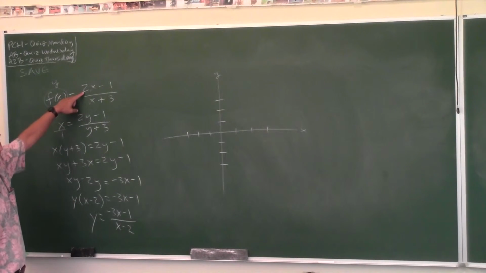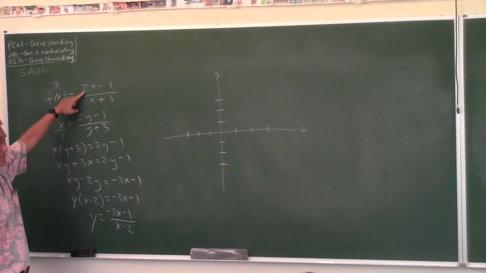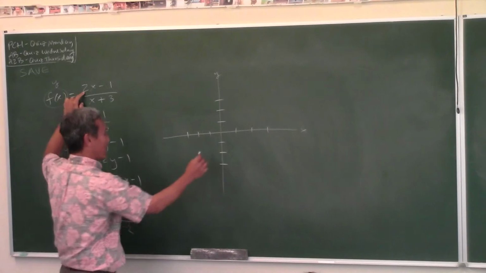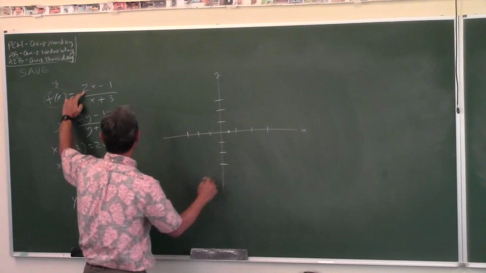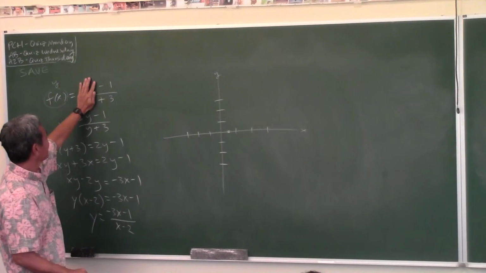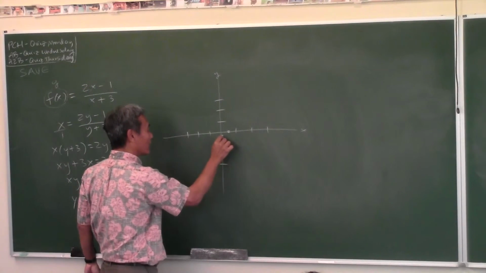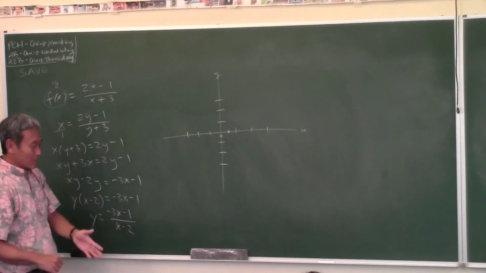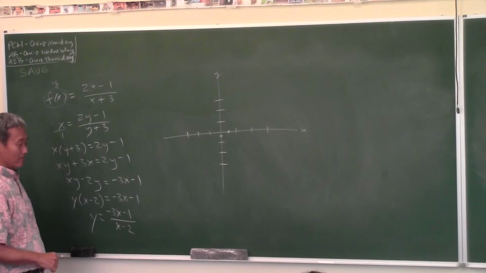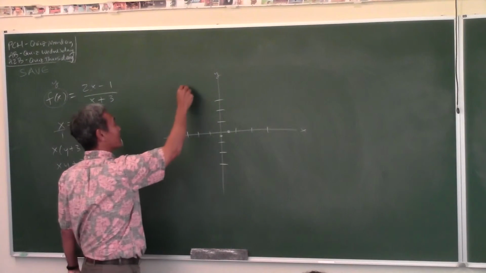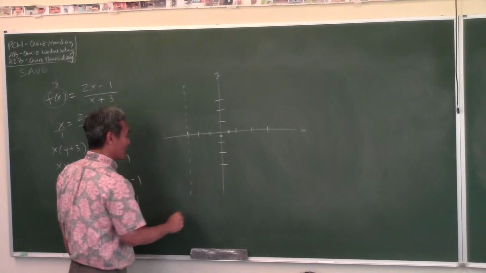Okay, x-intercept. Look at the numerator. What makes the numerator 0? Okay, x-intercept 1/2. Y-intercept, plug in 0 for x. Negative 1/3. Vertical asymptote, that's when the denominator is 0. X equals negative 3, right there.